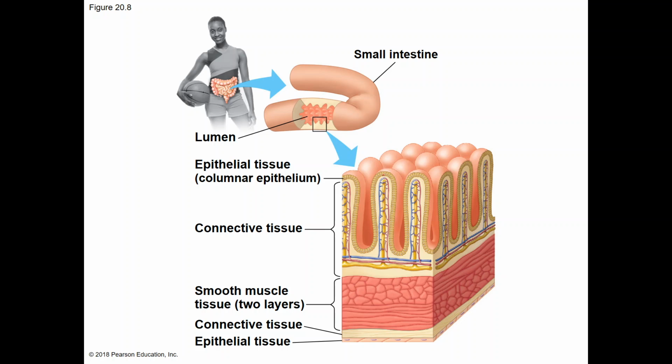It also includes connective tissue, so you see there's fat underneath. There are blood vessels, which consist of connective tissue, and it also has layers of smooth muscle. So this is the small intestine. Again, different tissues working together to make up an organ.